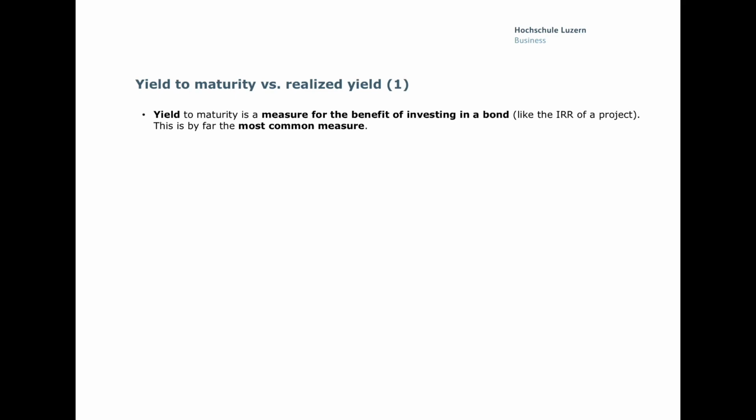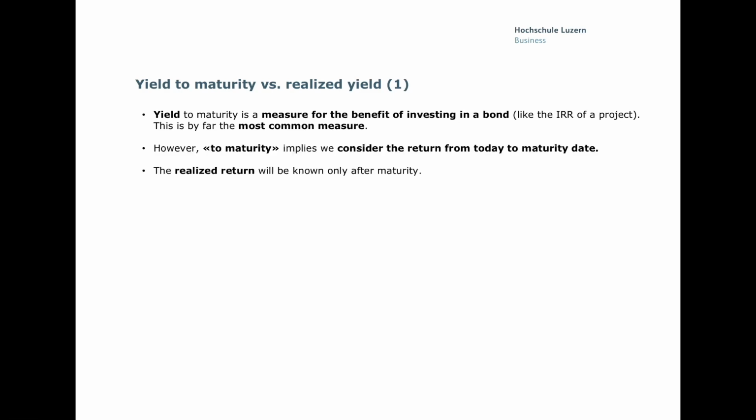As discussed before, the yield to maturity is a measure for the benefit of investing in a bond. You can think of it like the internal rate of return of an investment project in corporate finance. However, yield to maturity implies we consider the return from today to maturity under the assumption that coupon payments are reinvested at an interest rate equal to the yield to maturity, while the realized return will be known only after maturity.